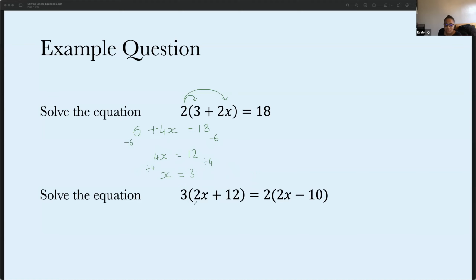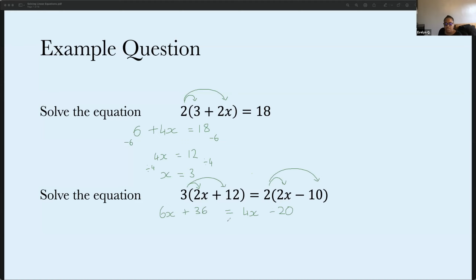The next one is a little bit longer because you have to expand 2 different brackets. So we're going to expand the first one first. I've got 3 times 2x, which is 6x, and then 3 times 12, which is 36. Then on the right hand side, I'm going to expand these brackets as well. So I've got 2 times 2x, which is 4x, and 2 times minus 10, which is minus 20.